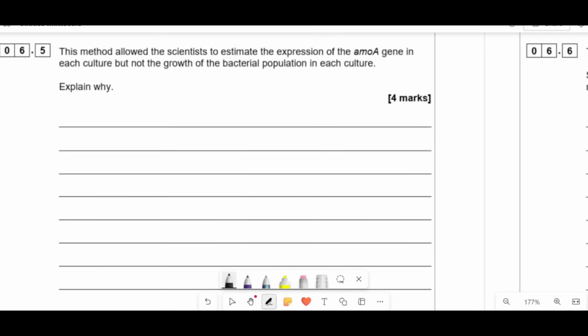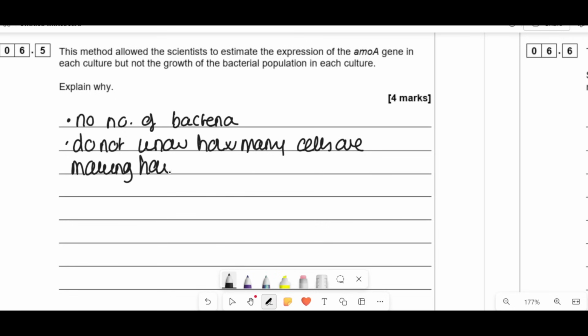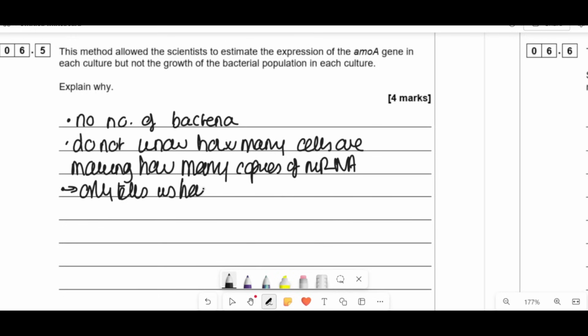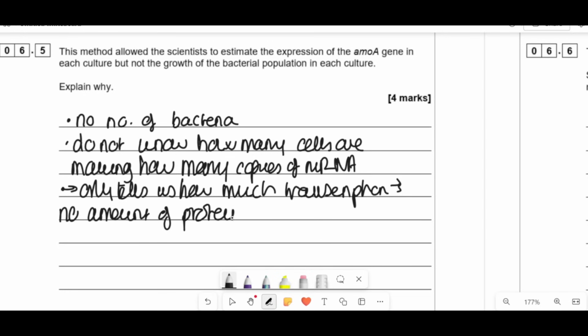In this answer, no. And as well as that, sorry, I missed the most obvious: we don't actually have the number of bacteria either. So we have no number of bacteria. Also, we do not know how many cells are making how many copies, as we don't know the number of copies per cell of mRNA. Not even just that, we need to say why that's relevant. This only tells us how much transcription is happening. We don't even know how much translation is happening because we haven't measured the protein. No amount of protein, so we don't know the amount of translation happening, right?